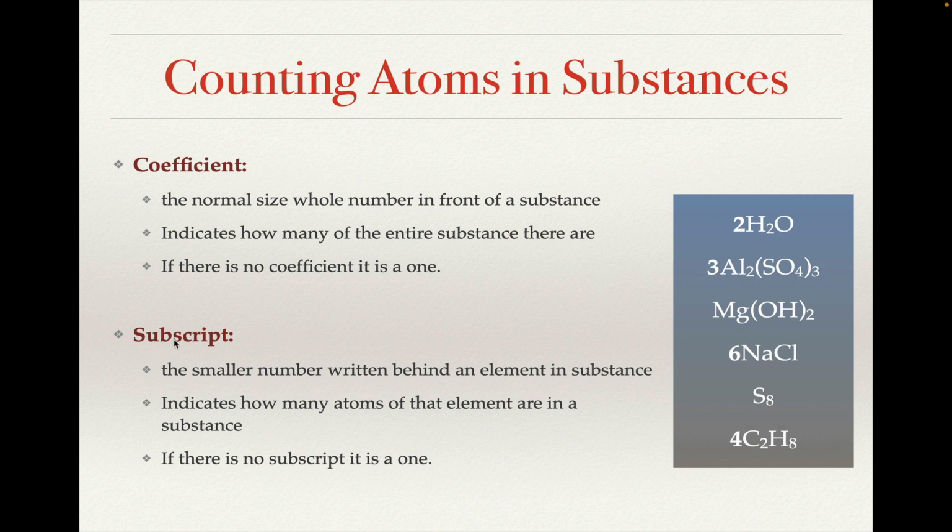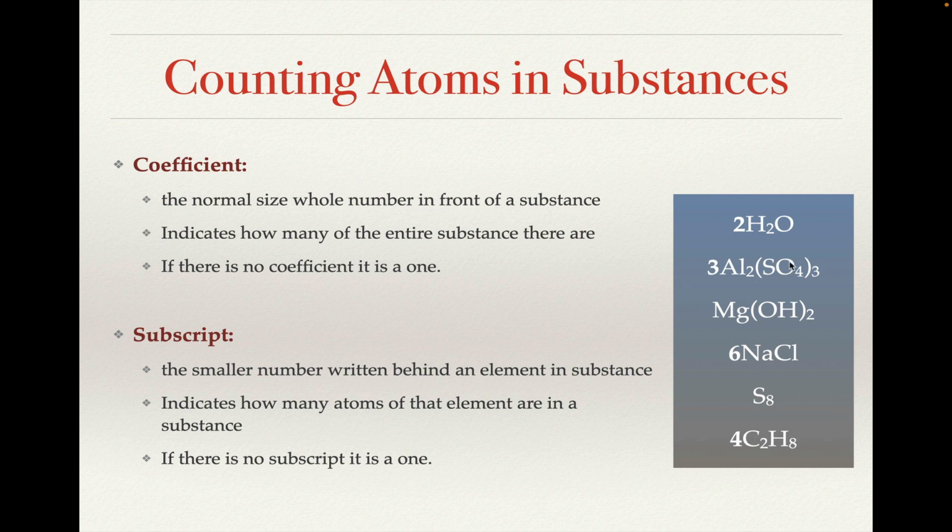Now the subscript, that's the smaller number written behind an element. So like here we have an S for sulfur, and we have a subscript behind it. So that means there's 8 sulfurs. Here I have 2 hydrogens. There's no number here, so remember that tells us there's 1 oxygen, okay? Here I have 8 hydrogens, and I have 2 carbons.